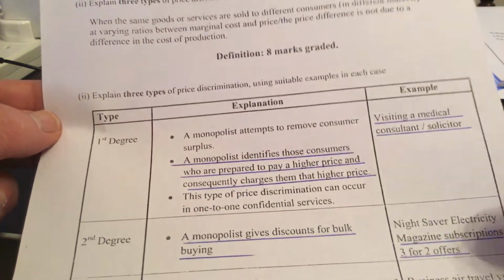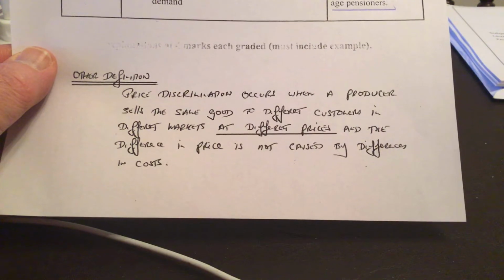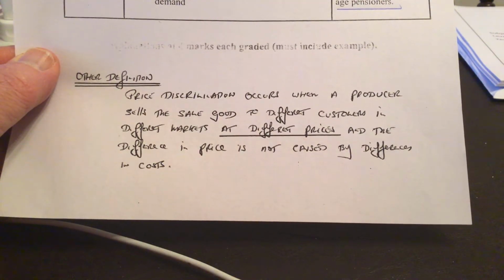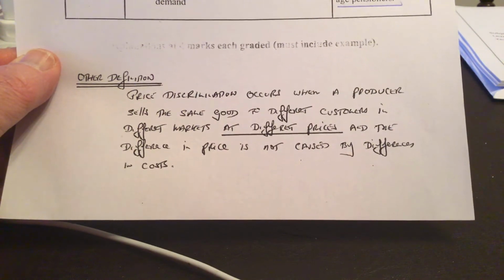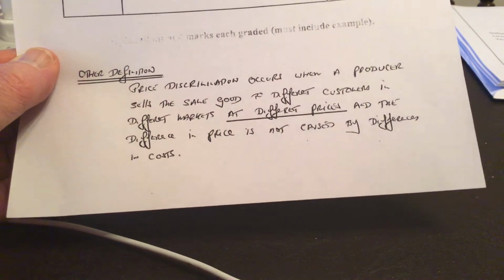Now, the price discrimination definition I have is this one here. Price discrimination occurs when a producer sells the same good to different customers in different markets at different prices, and the difference in price is not caused by differences in costs.